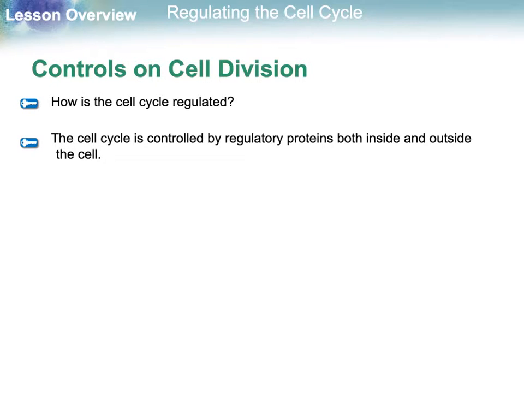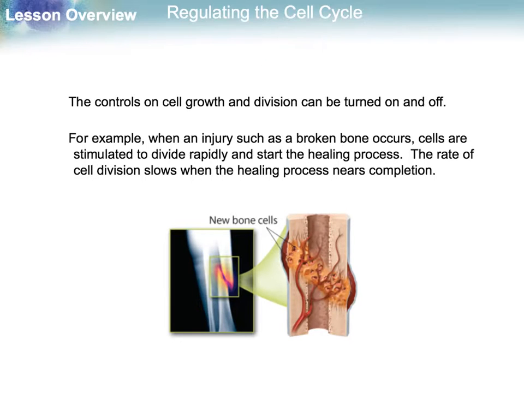When we talk about cell cycle regulation, one of the key things to think about is that proteins, which are basically the all-in-one tool that cells use to do what they need to do, become a big part of the cell cycle. In fact, regulatory proteins, both inside and outside the cell, are the triggers that tell the cell what to do. These regulatory proteins are the controls that control the cell growth and division, and they turn the process of cell growth and division on and off as needed.